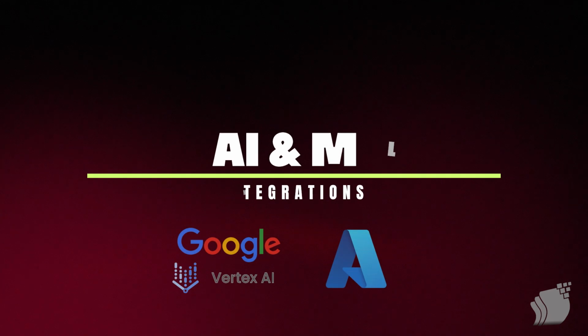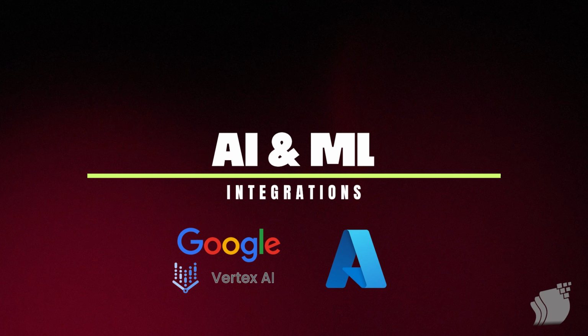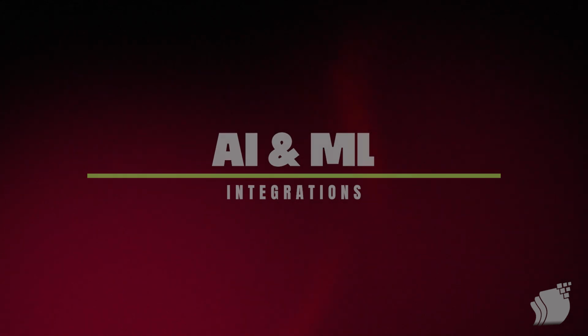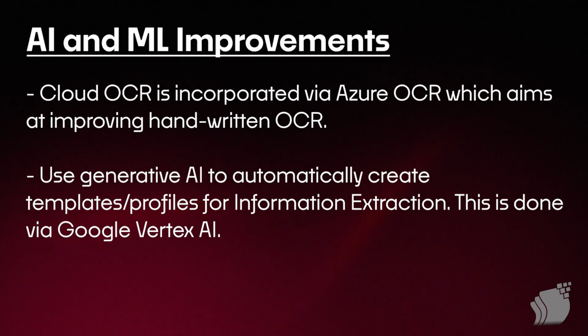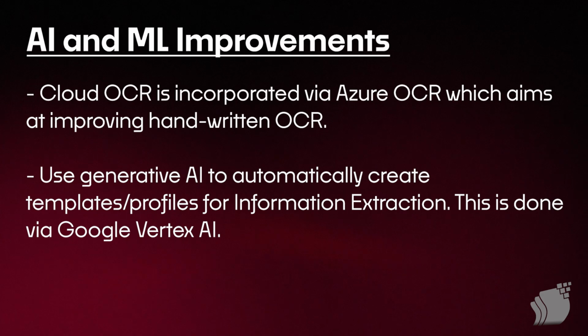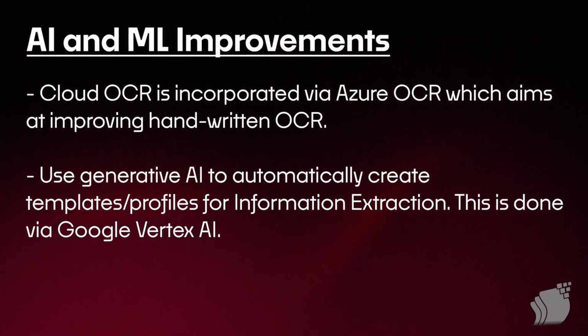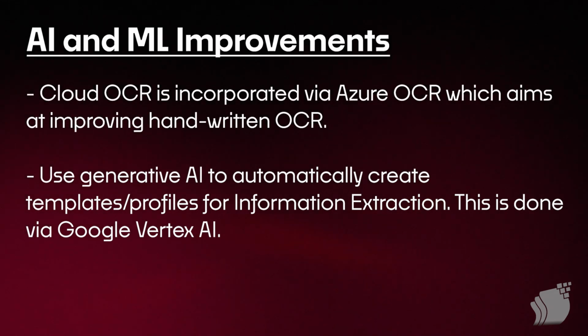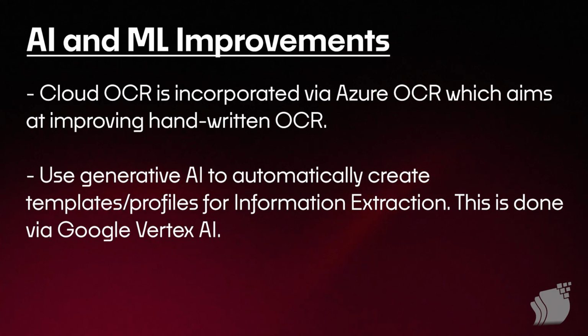And of course, some of the more exciting features that are included in 24.4 relate to machine learning and artificial intelligence. From the Capture side, now we can incorporate with Azure OCR to better the enhancement and the extraction of handwritten text. And we can use that Azure OCR as you would any other OCR engine within Capture. 24.4 now also incorporates generative AI to create automatic and on-the-fly information extraction profiles. And it does this by using Google Vertex AI to be able to analyze your documents, in this case your invoices, to create automatic fields for AI and ML extraction.